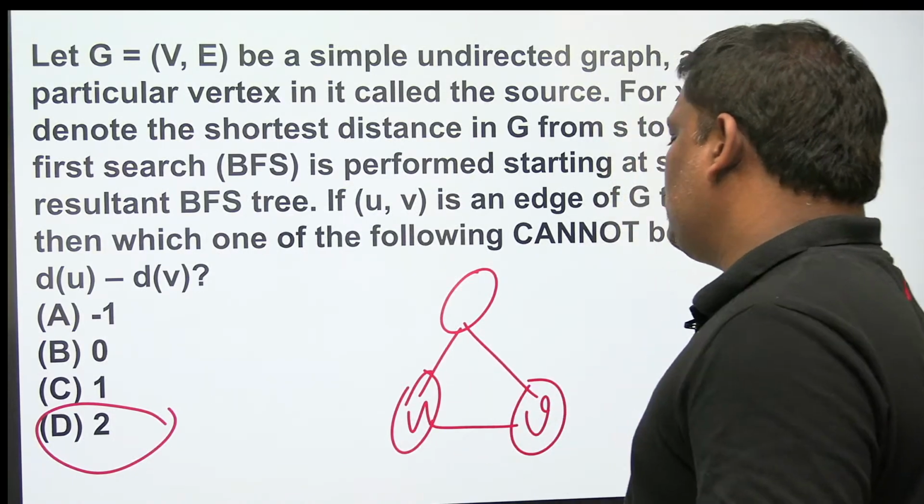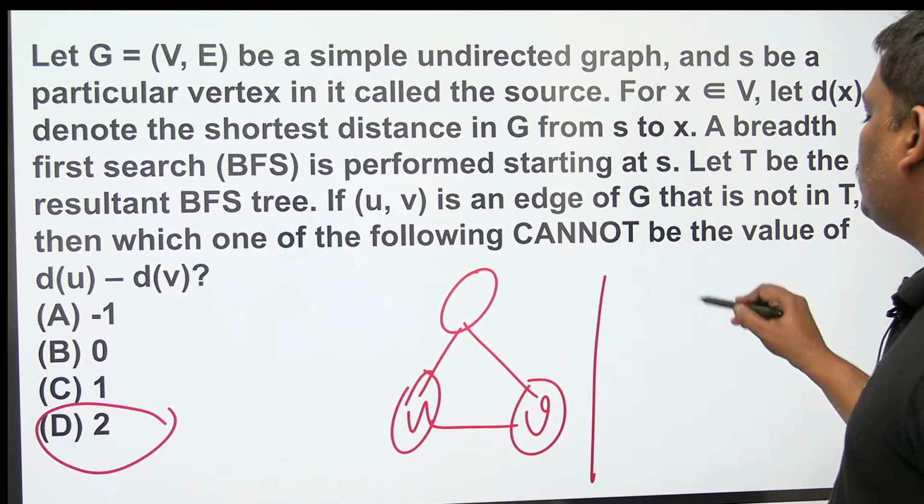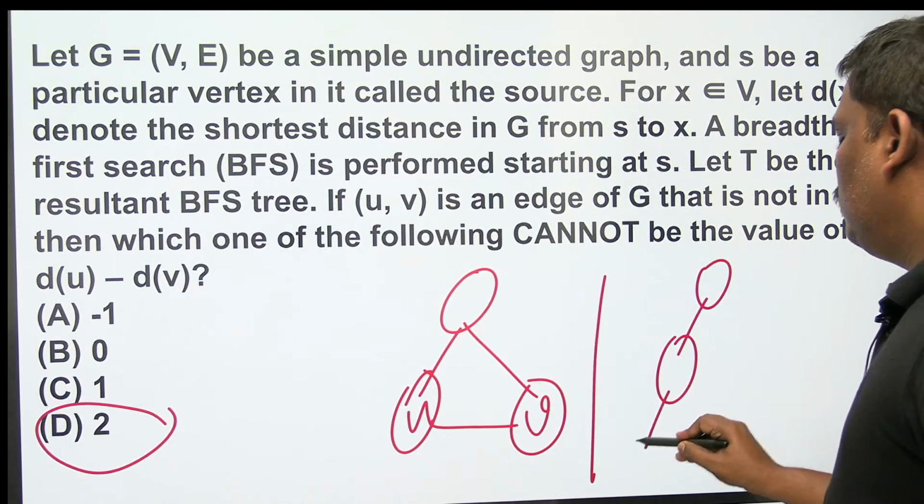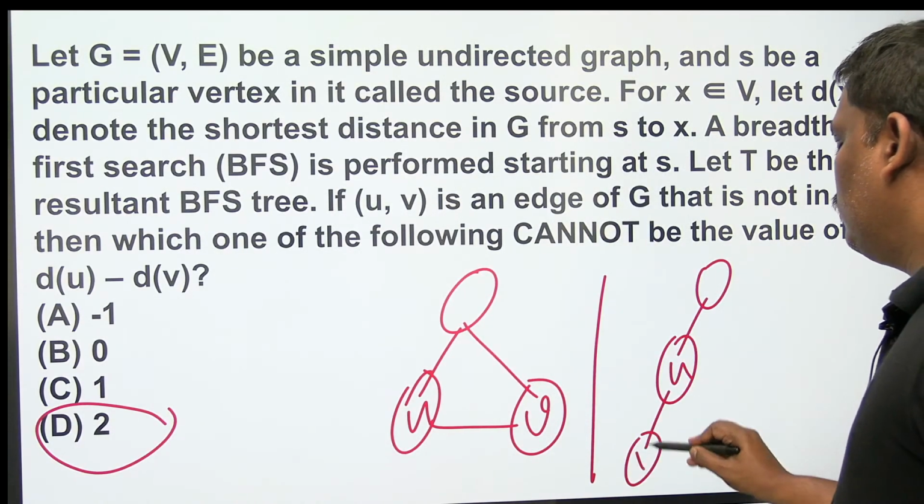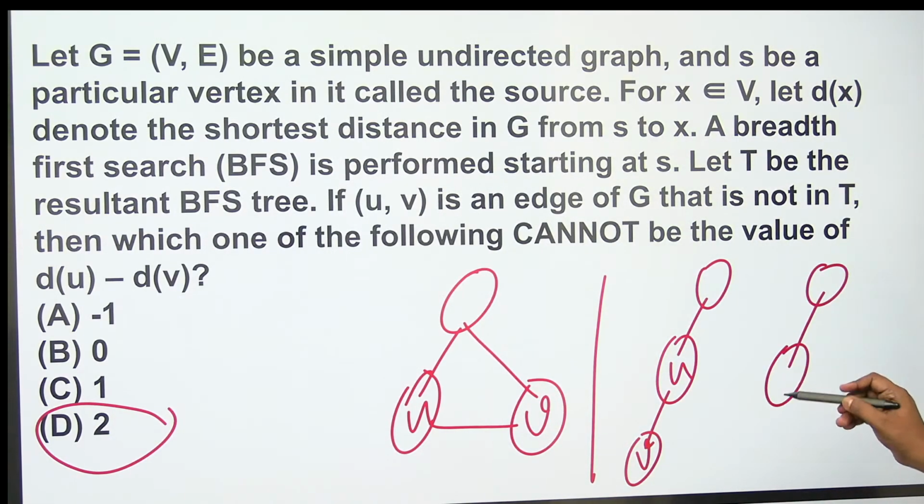So like this, the edge (u, v) is there. This may be one case. One more case is this. This may be the case, (u, v). Or this may be the case. This may be the case, v and u.